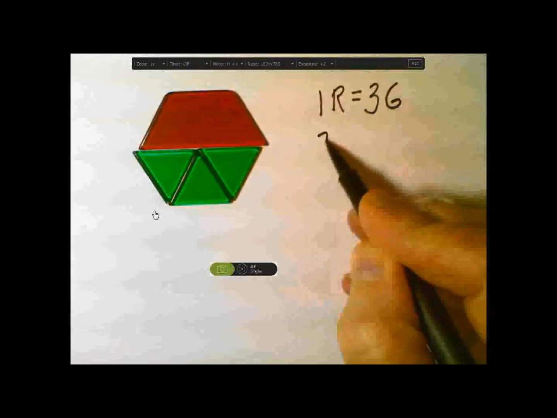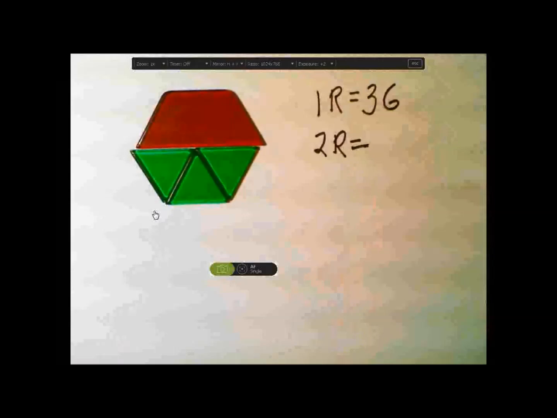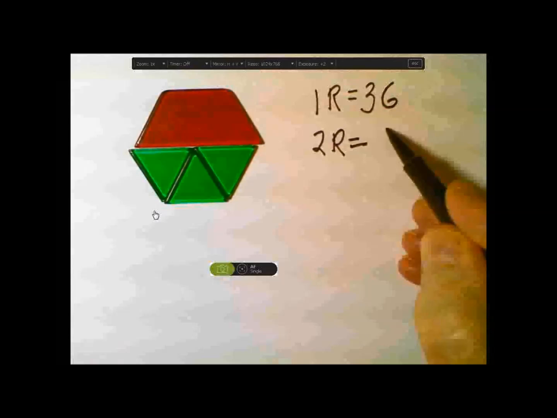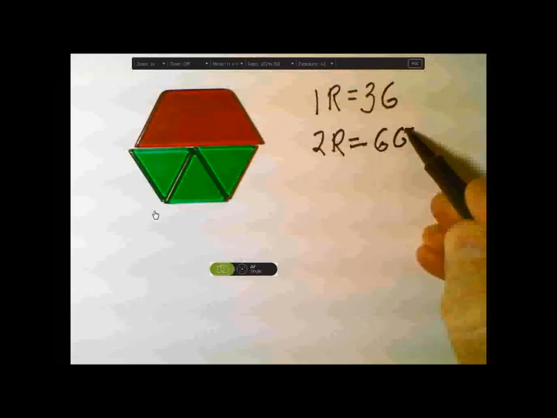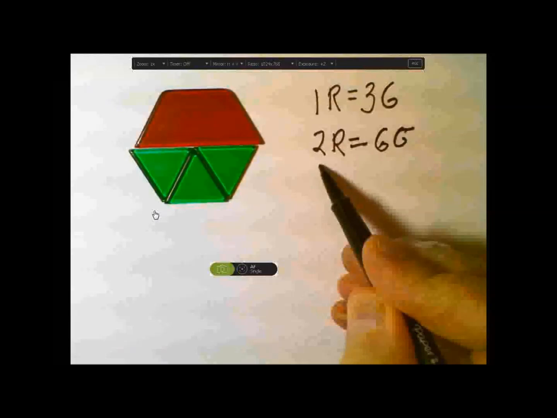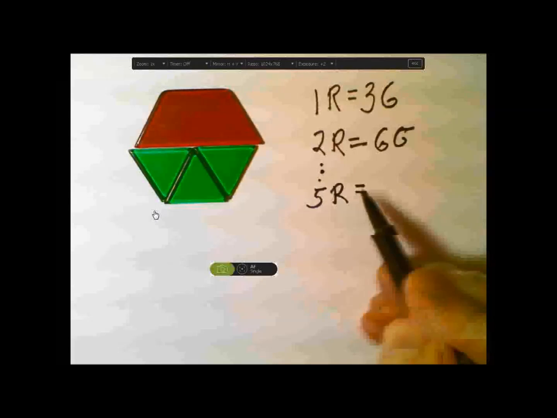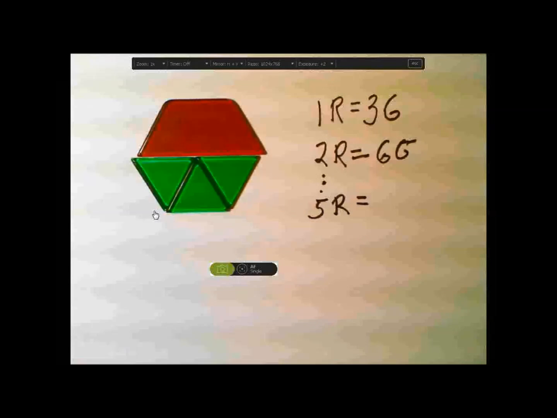So what would 2 red blocks be? How many green blocks, boys and girls, everybody? 6 green blocks. There we go. That's good. Okay, how about if I jump all the way to 5 red blocks? How many green blocks would 5 red blocks be? 15. Okay, does everyone agree that it's 15, Taylor?